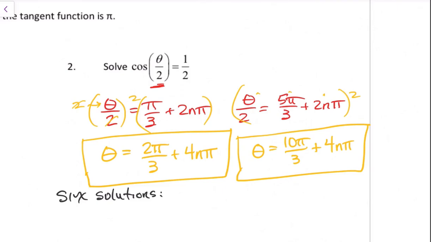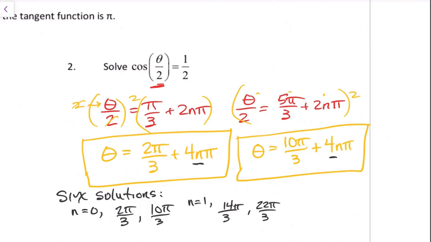Then we're just going to go through and replace our n's with integers. So if I let n equal 0, that's going to give me 2 solutions of 2 pi over 3 and 10 pi over 3. If I let n equal 1, I'll have to add 4 pi to each angle. So that's going to give me the angles 14 pi over 3, and over here it would give me 22 pi over 3.